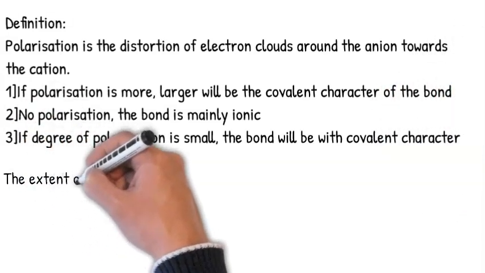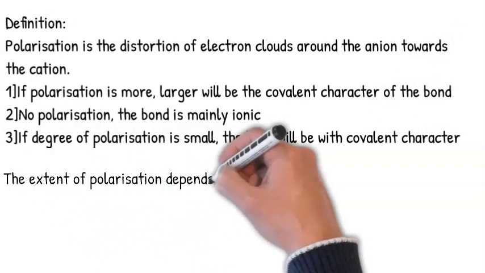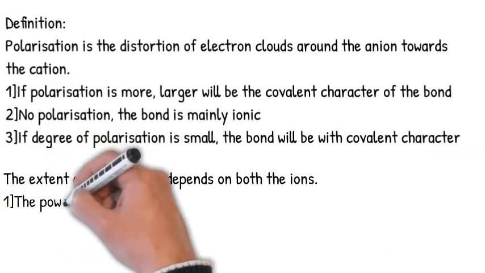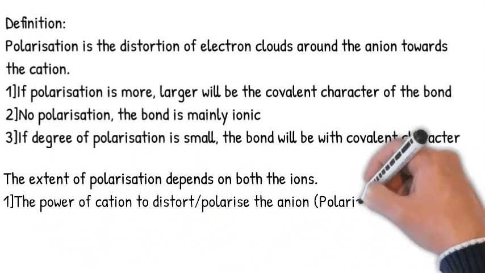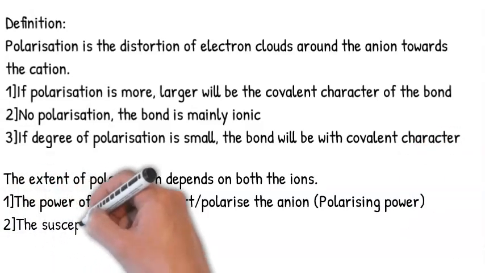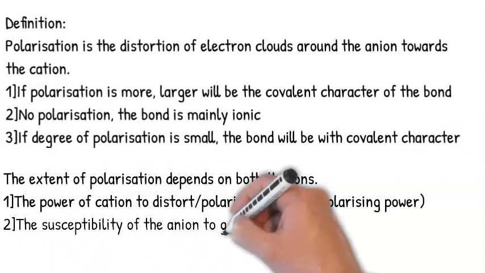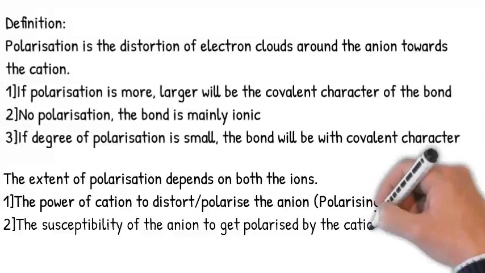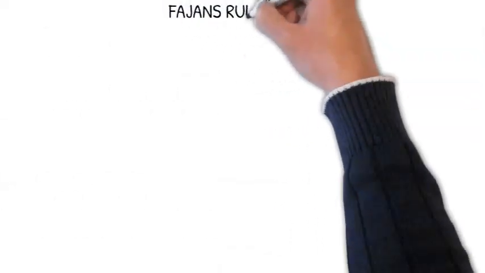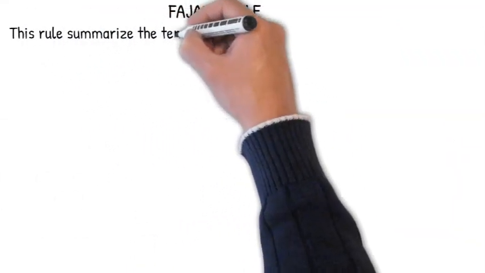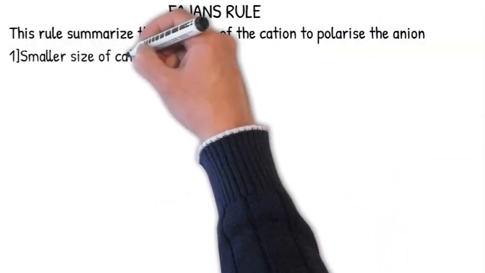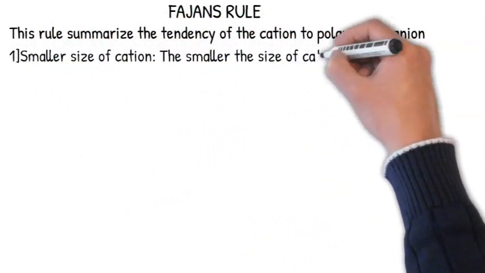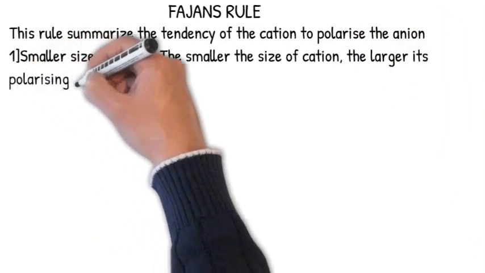The extent of polarization depends on both the ions. Number 1. The power of the cation to distort or polarize the anion, the polarizing power. Number 2. The susceptibility of the anion to get polarized by the cation. Fajan's rule. This rule summarizes the tendency of the cation to polarize the anion. Number 1. Smaller size of cation. The smaller the size of the cation, the larger its polarizing power and vice versa.